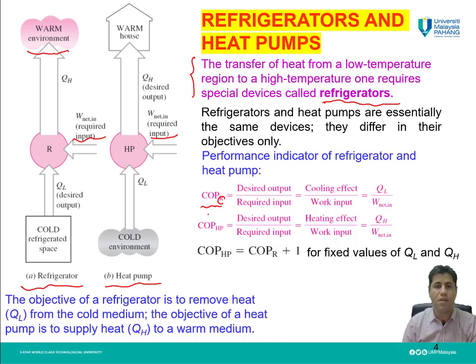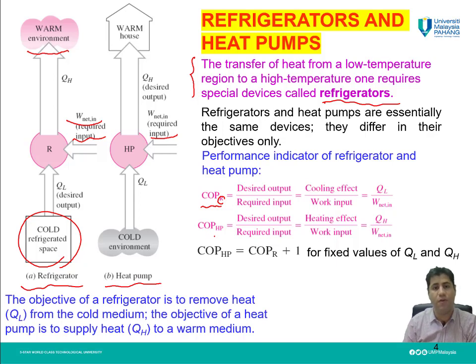As you can see here, COP, similar to what we had for heat engines, is the desired output divided by the required input. To calculate COP for a refrigerator, the desired output is the cooling effect. As I said, we are interested in cooling down the inside of the refrigerator. And the required input is W net in, which is mentioned here, the work input. Later we will see where this work is applied in the cycle.